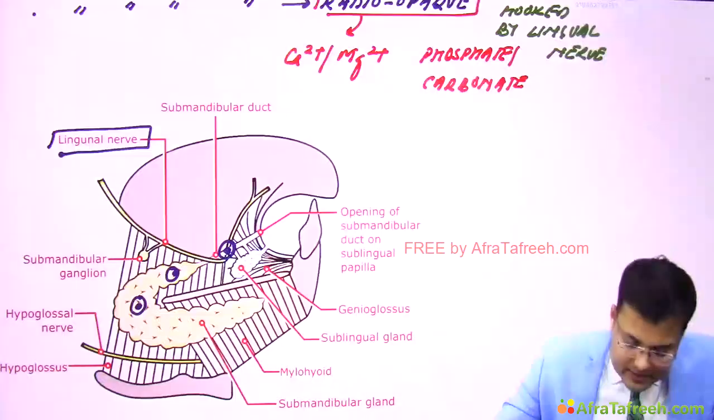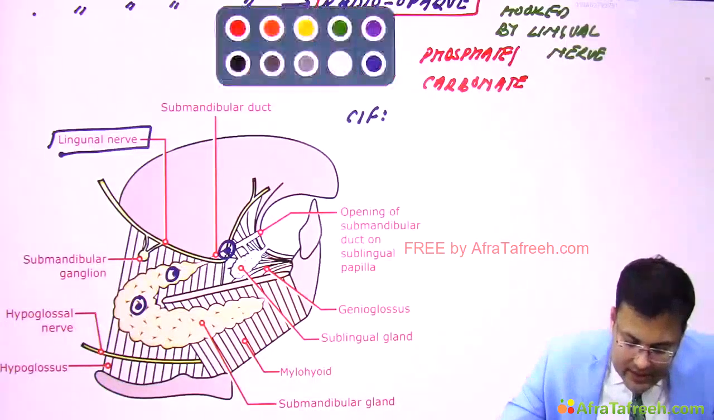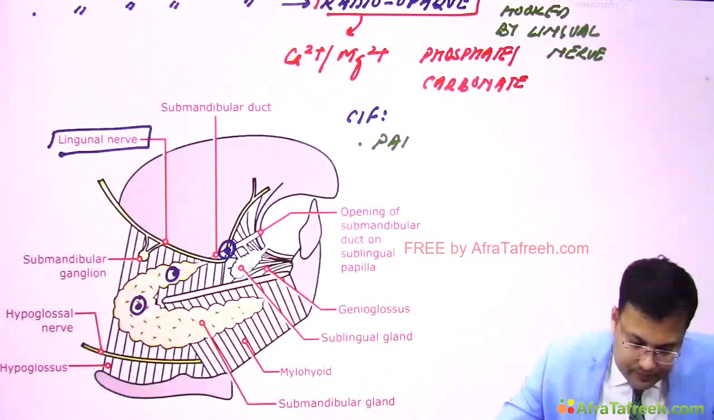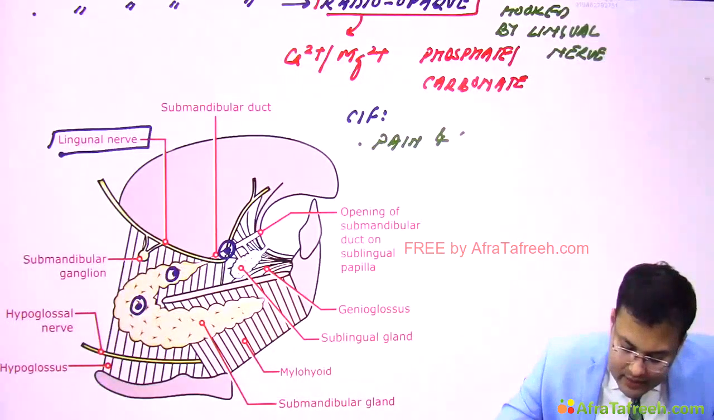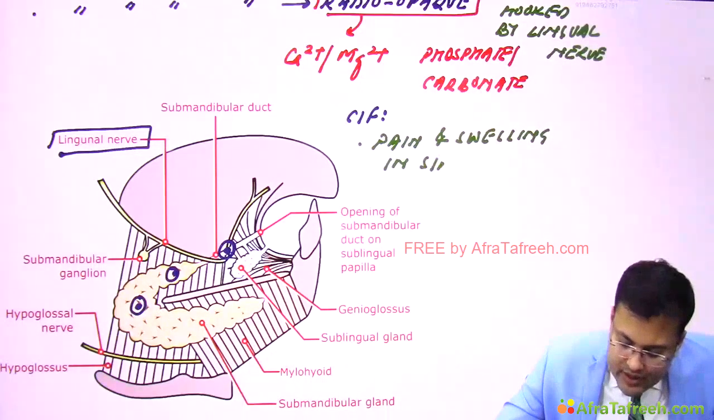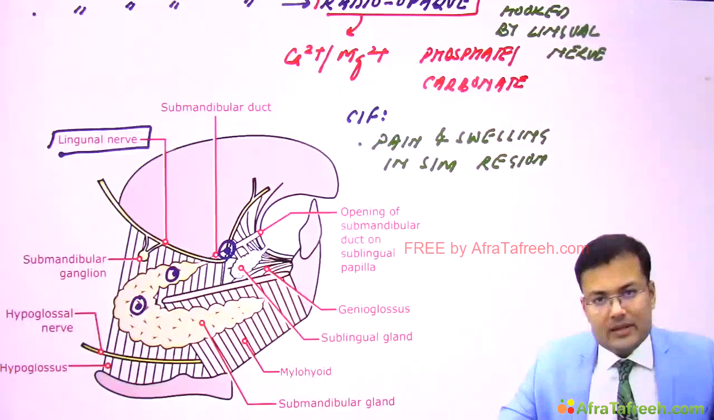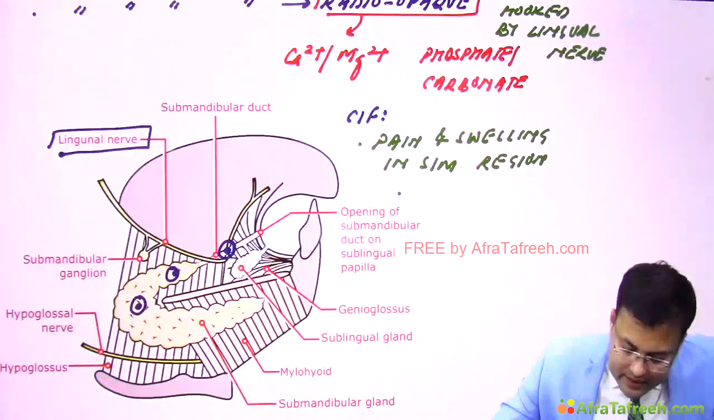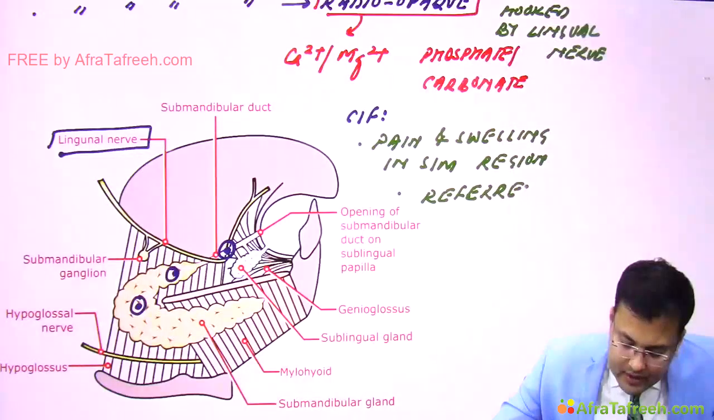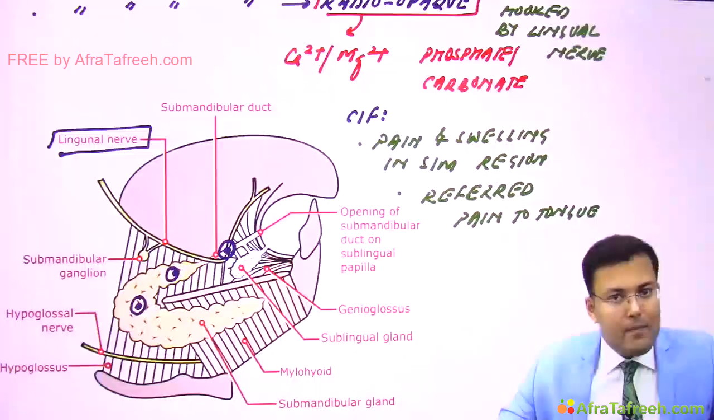So what are the clinical features? Easy to understand. There is pain and swelling. Where exactly? In the submandibular region. Clear? So it typically appears during meals. And second, there is referred pain to the tongue. Why is there referred pain to the tongue? Because of irritation of the lingual nerve whenever there is an impacted stone. So these are the clinical features.